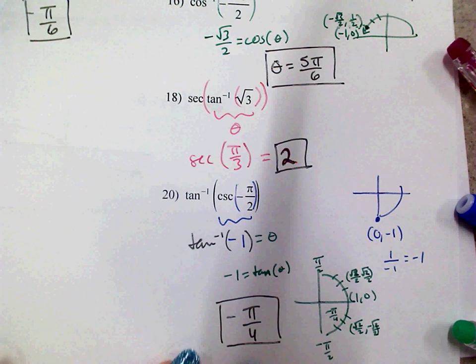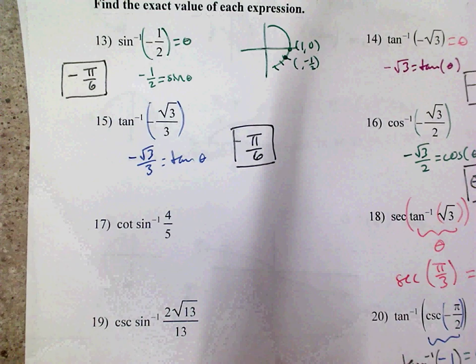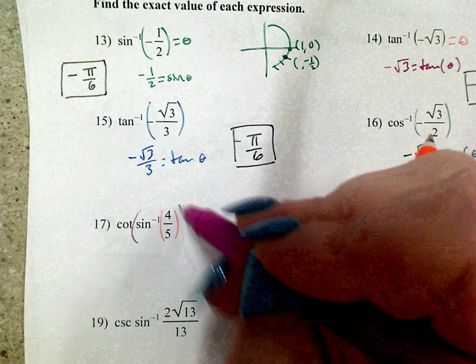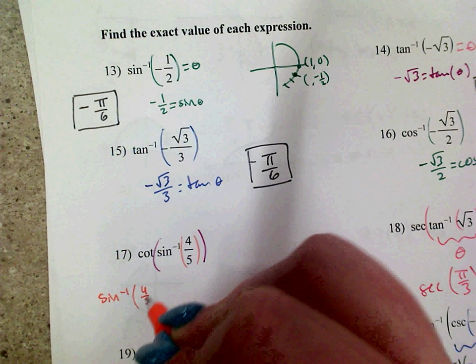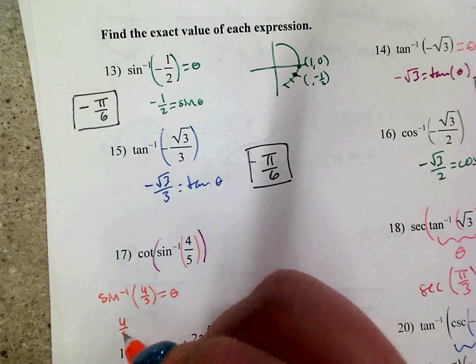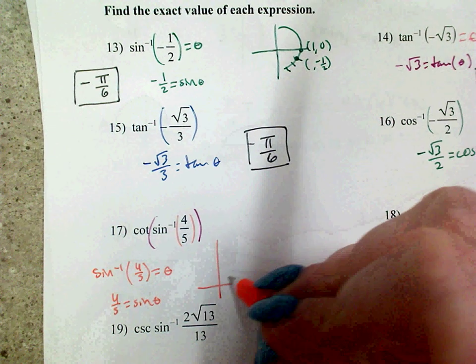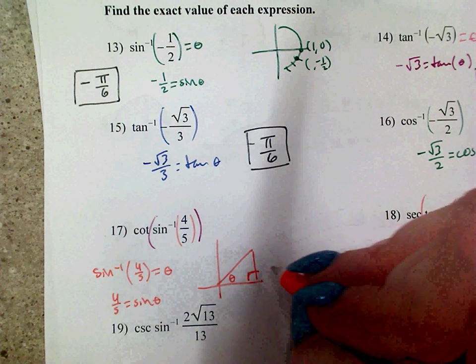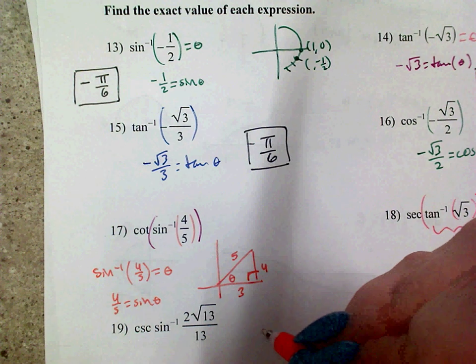Number 17 is a little bit different in that it's not in a unit circle, so we're going to think this out separately. So I'm going to separate this. Sine inverse of 4/5 equals some angle, which means 4/5 equals sine of that angle. So what I'm going to do is draw a triangle, and I'm going to label the central angle, and I'm going to let sine be 4/5, so sine is opposite over hypotenuse. This means that's a 3, 4, 5 triangle if the hypotenuse is 5 and one of the legs is 4. So all of this equals some angle.